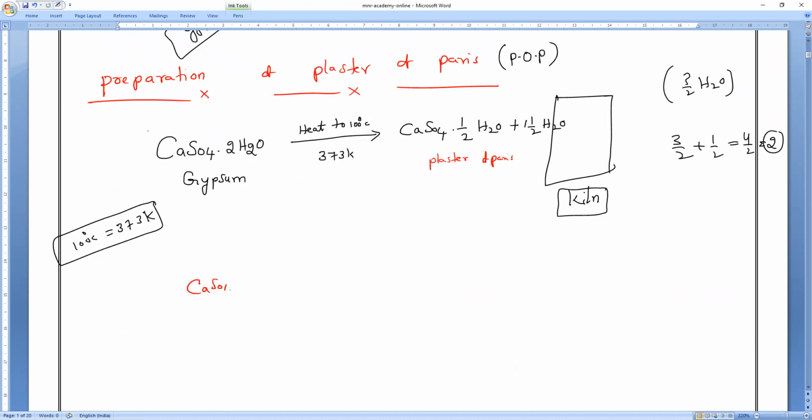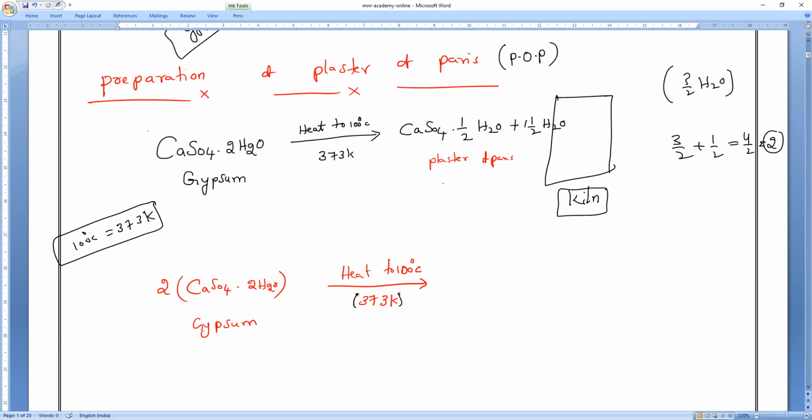So CaSO4 dot 2H2O. I will take 2 moles of gypsum, and heat to what temperature, everybody? You should not heat more, you should not heat less. Heat only to 373 Kelvin. You should not go beyond this and you should not heat less than this. So heat to 373 Kelvin.